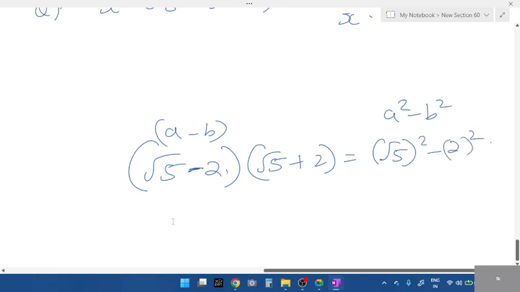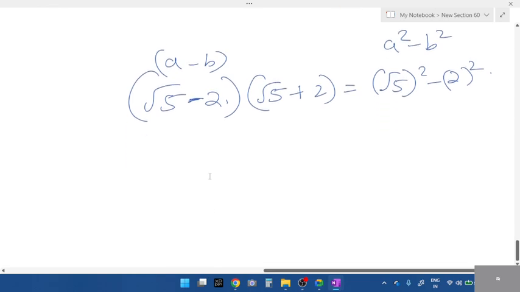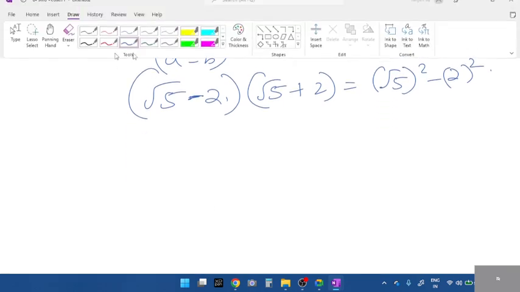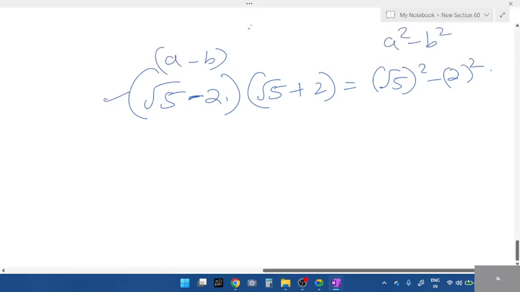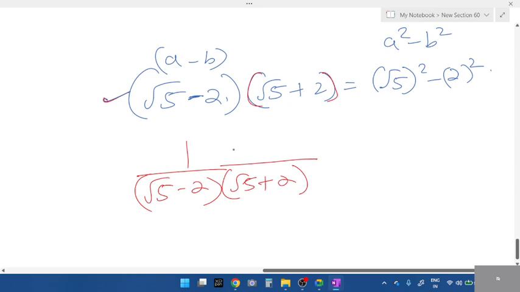And did this have any denominator? No, this question didn't have a denominator. We just multiply. Remember this, students, if only numerator is given, multiply in the numerator. But if the same value is written in the denominator like this, then you have to multiply twice, root 5 plus 2 in the denominator as well as numerator.